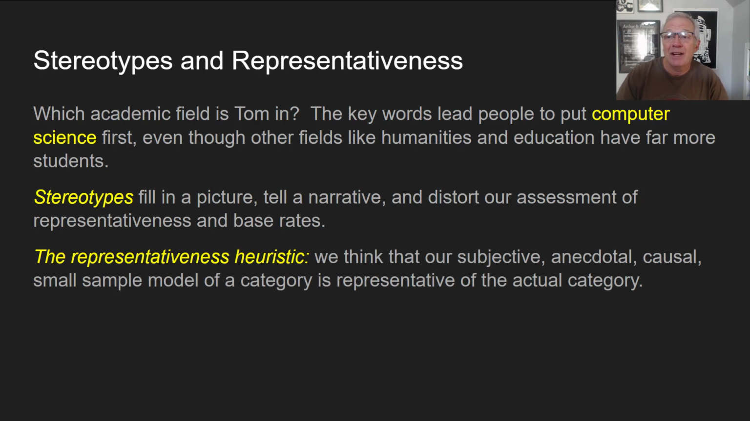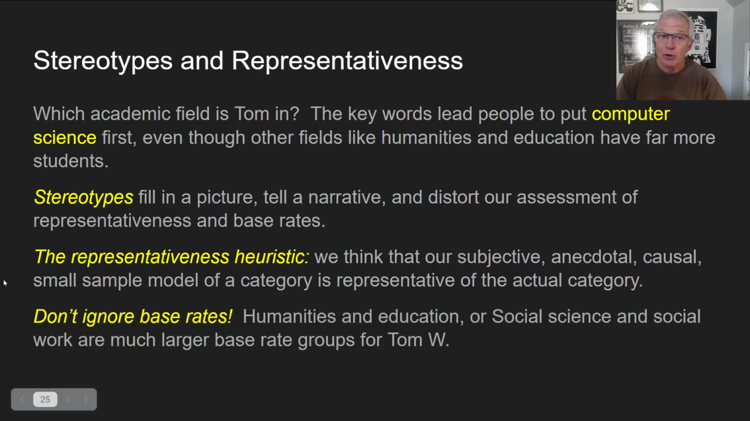So again, the representativeness heuristic is that we think our subjective, anecdotal, causal story, small sample model of a category is representative of the actual category. So the net result of all this research ought to lead you to be more skeptical of your intuitions and more skeptical of your first impressions when you want to give the answers to these questions. The lesson here is that we shouldn't ignore the base rates. In lots of these cases where you come up with a fast, quick answer to some question, you ought to ask yourself, okay, what are the base rates? Like, how common are computer scientists in the population versus some other property? And you'll see the same thing happens with Linda, the bank teller, in a minute.